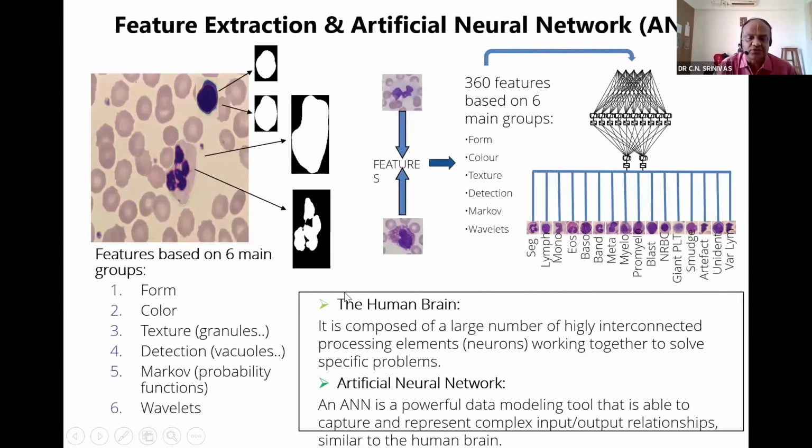So it uses what is called a neural network or an artificial neural network, or in other words, we can also say that it is using artificial intelligence, based on 6 features in 360 degrees. One is the form of the cell, the color of the cell. So the staining becomes very, very crucial for the analysis of the digital imaging. What is the texture of the granules of the RBCs or the WBCs or the lymphocytes or the monocytes? Do they have any vacuoles?